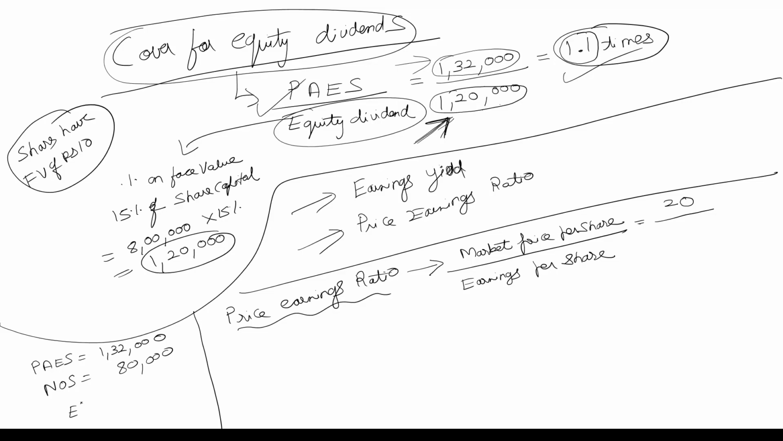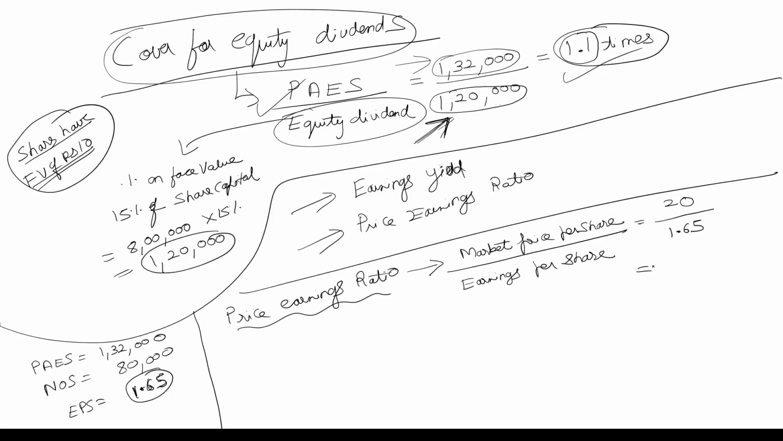So we will get earnings per share to be 1,32,000 divided by 80,000. That's going to be 1.65. Earnings per share is 1.65. So we assume that the shares have a face value of rupees 10. So earnings per share is 1.65.